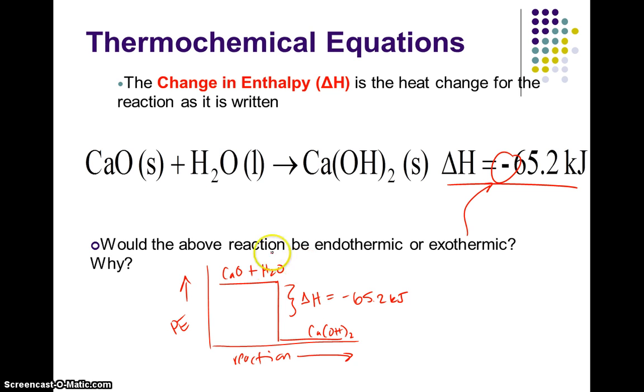So there's more energy in the bonds of our reactants than in the bonds of our products. So this little negative sign out front tells us that it's going to be exothermic and energy is going to be given off by this chemical reaction. So if we saw a delta H that was positive, that would mean that the reaction is then endothermic.